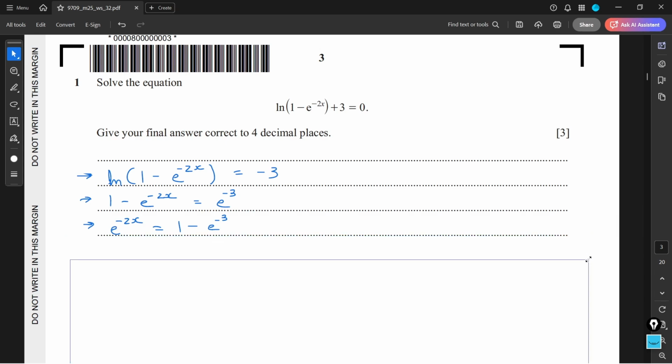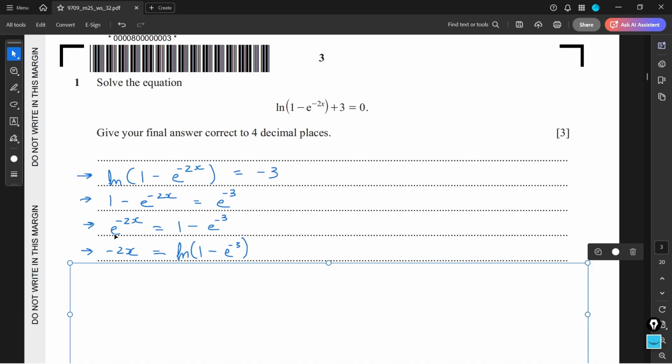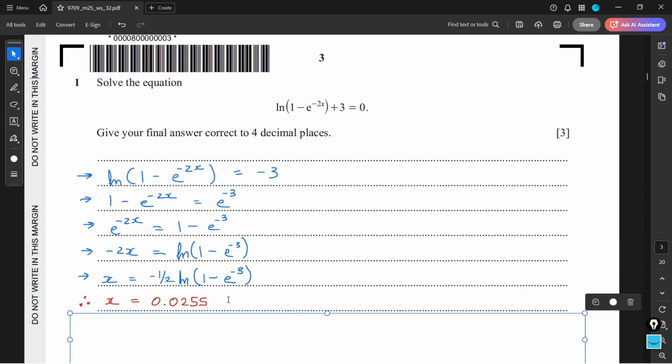So I'm going to bring ln on both the sides. And ln of e becomes 1 and minus 2x comes in the bottom. And then on the right hand side, I'm having ln of 1 minus e to the power of negative 3. After that, it's just about making x the subject of the formula and giving your final answer correct to 4 decimal places.